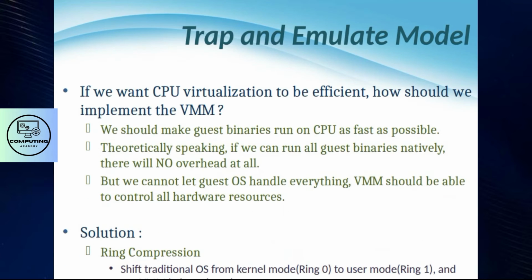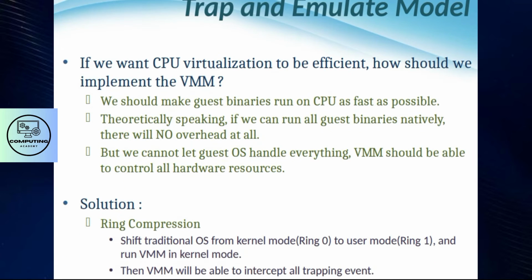Then we have to talk about the trap and emulate model. If we want CPU virtualization to be efficient, how should we implement the VMM? So here is the answer to this confusion. We should make guest binaries run on CPU as fast as possible. And theoretically speaking, if we can run all guest binaries natively, there will be no overhead at all. But we cannot let the guest OS handle everything. VMM should be able to control all hardware resources.